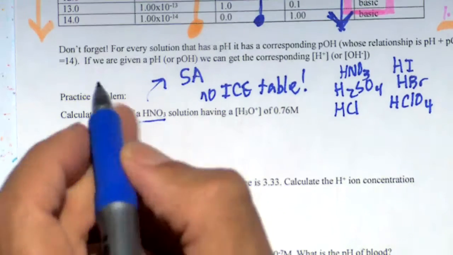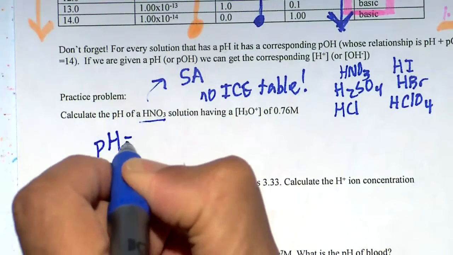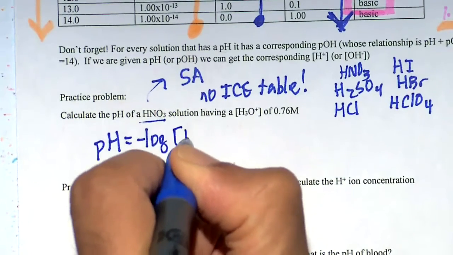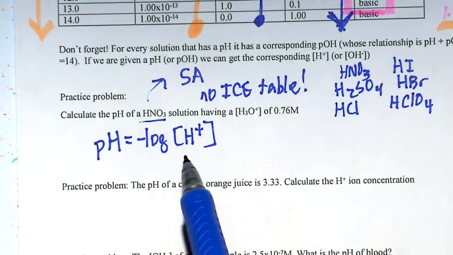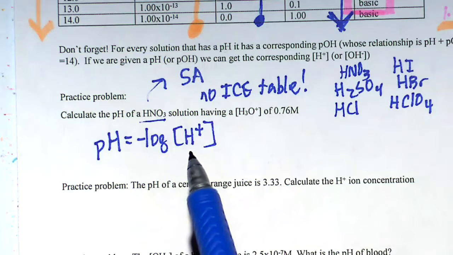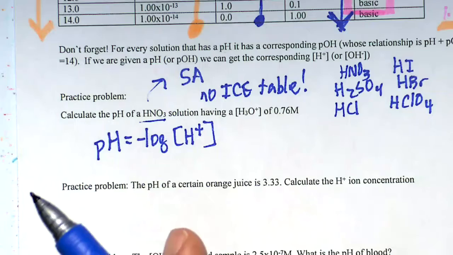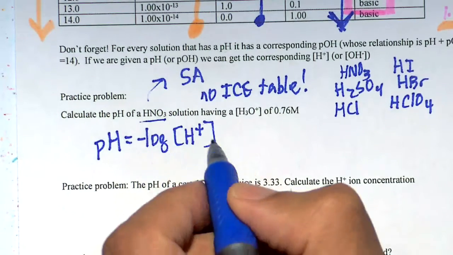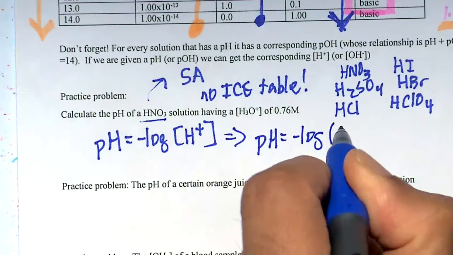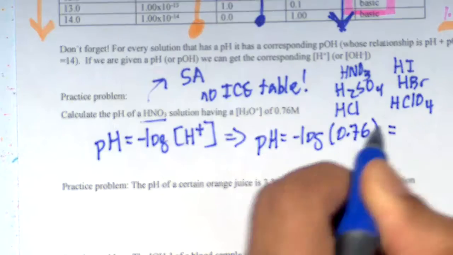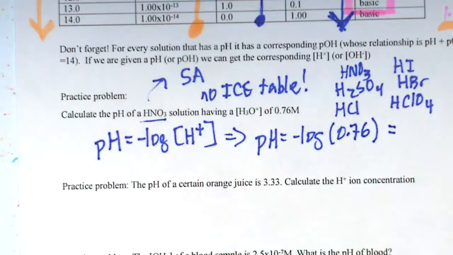Because they are strong acids, you can plug it right into the pH equation. Why? Because it's a strong acid, 100% H+. These strong acids will give you very close to 100% H+. So we just plug it in, no ice table for any of these 6 strong acids. So pH is going to equal minus the log of 0.76. We don't put units for pH.